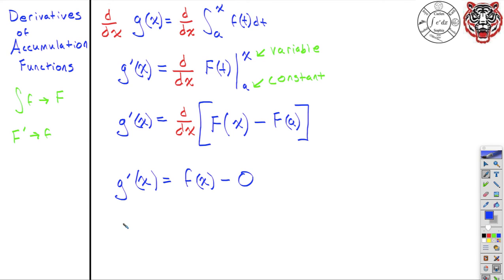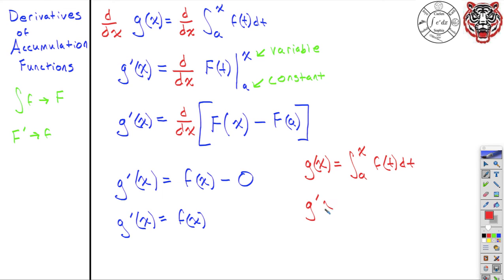And therefore, we have our final line that g prime of x is equal to f of x. So here's your shortcut, just the way he said it. I'm going to use this space on the bottom right. Whenever I have g of x is equal to, we'll do the same thing. G of x is equal to the integral between a and x of f of t dt.